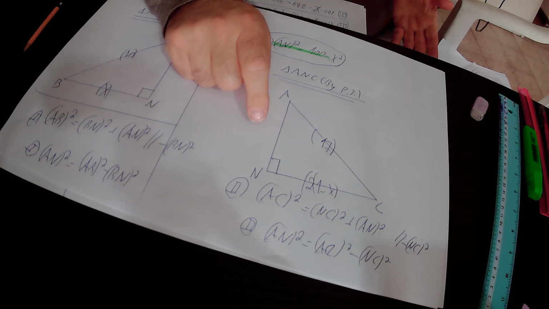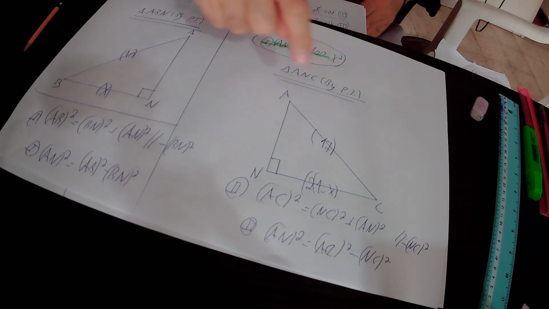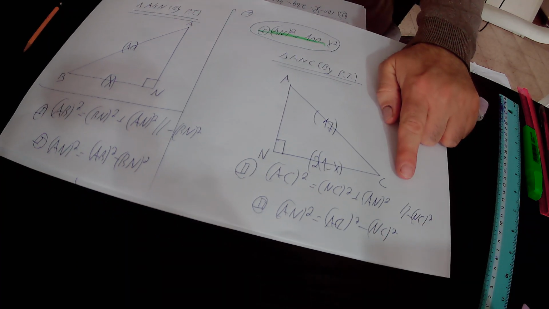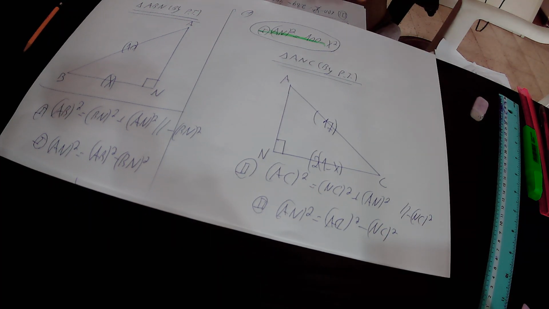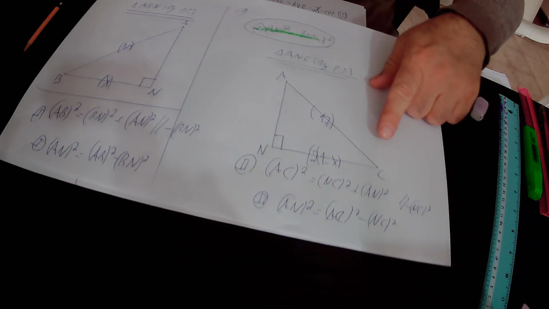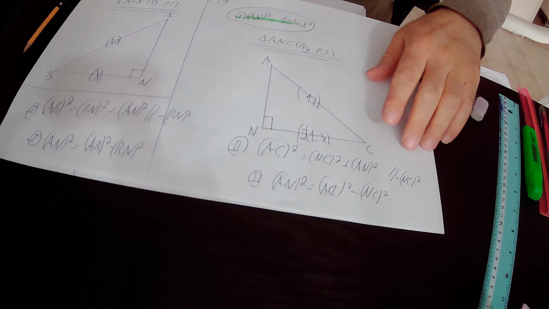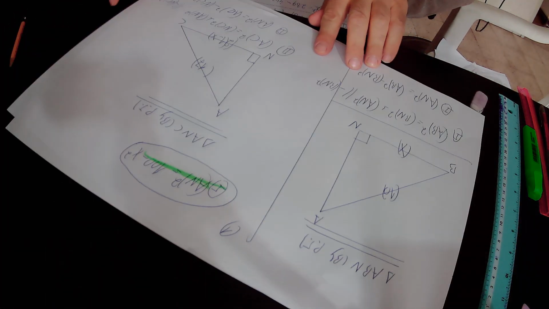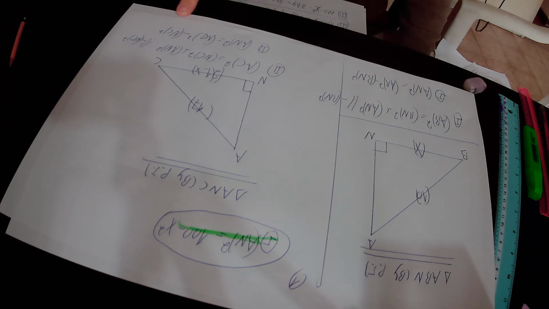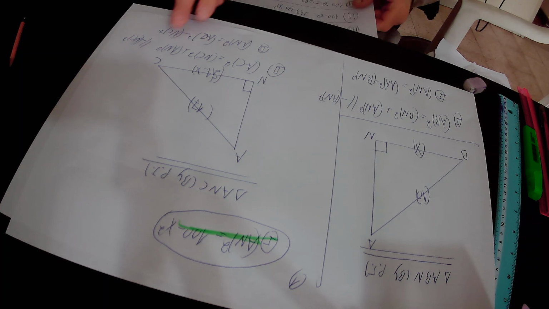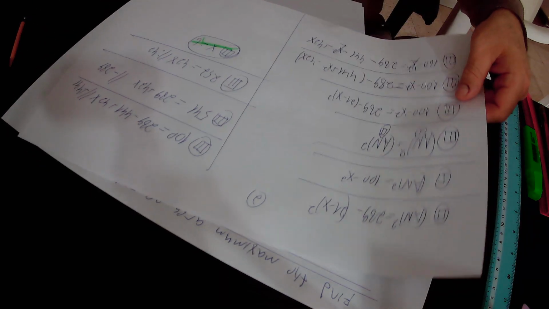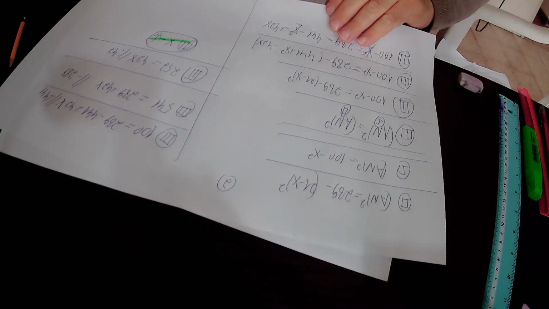So according to the Pythagorean theorem, in this right triangle ANC, AC squared equals NC squared plus AN squared. Here we subtracted NC squared from this equation, and finally found out that according to this equation, equation 2, AN squared equals AC squared minus NC squared. I repeat again, according to equation 2, we found out that AN squared equals AC squared minus NC squared.